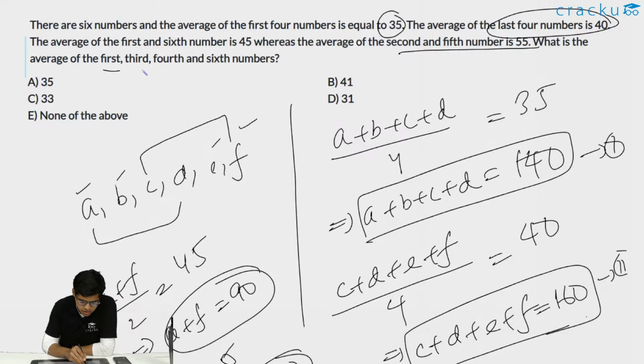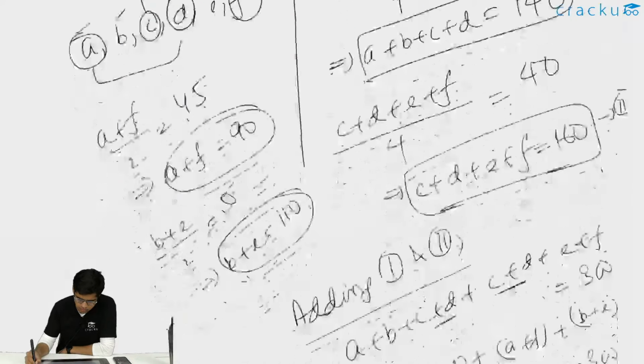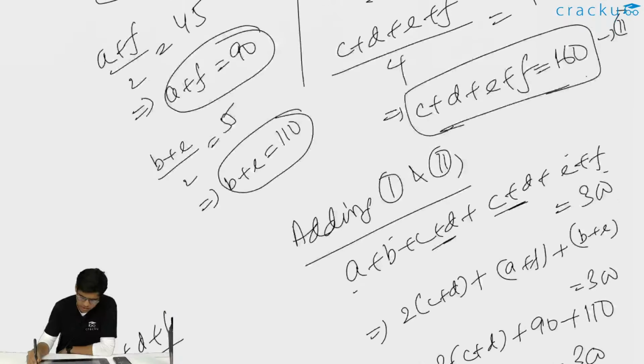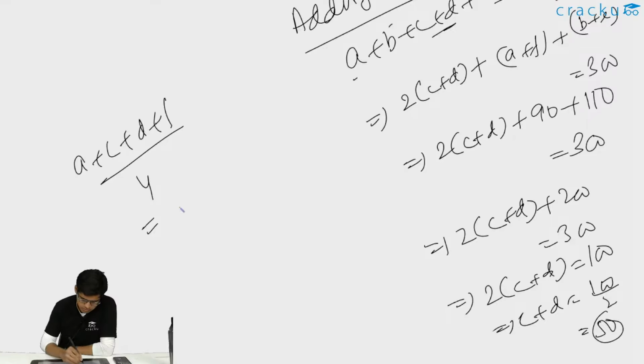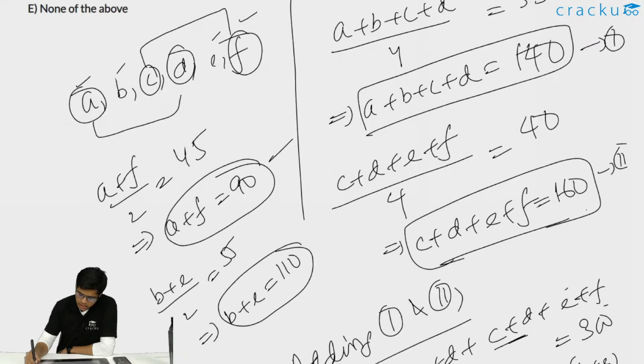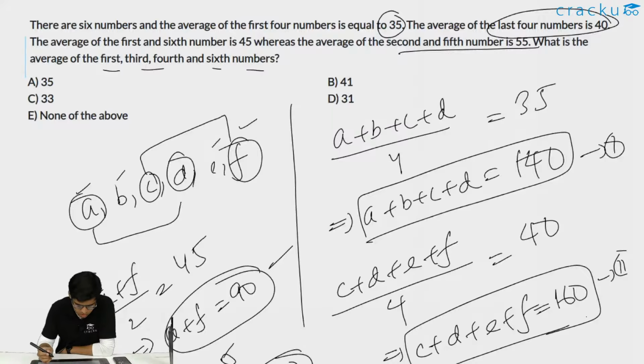Average of the first, third, fourth and sixth number. So first, third, fourth and sixth number means A plus C plus D plus F by 4. A plus F is 90, C plus D is 50, by 4. 90 plus 50 is 140. 140 by 4 is 35. So the correct answer is option A, 35.